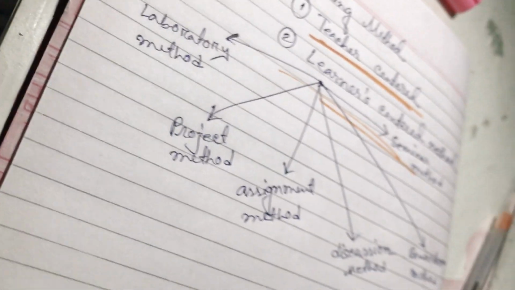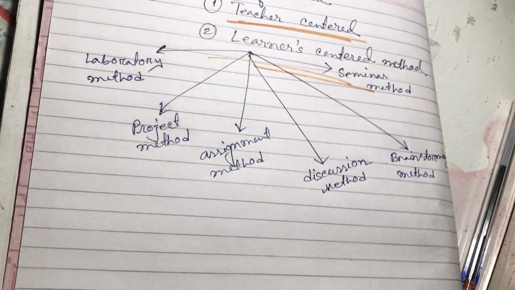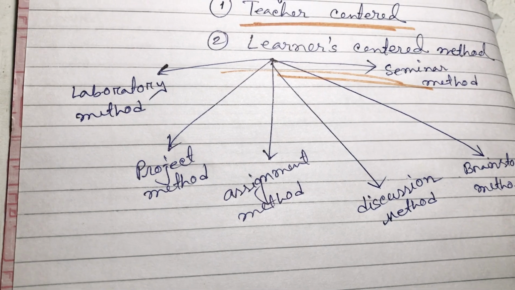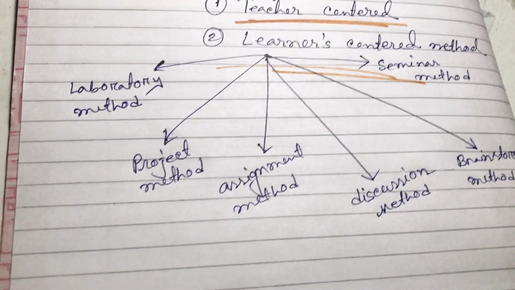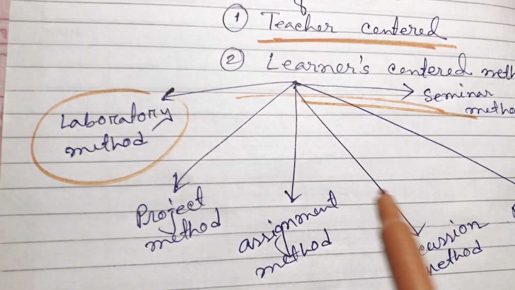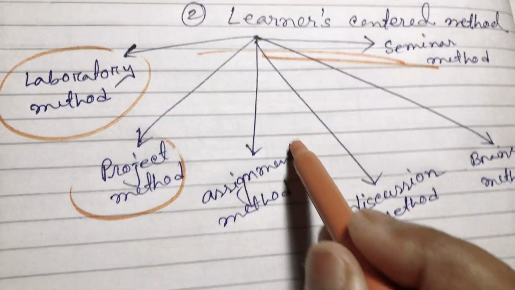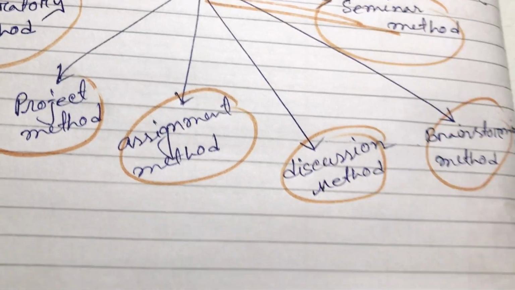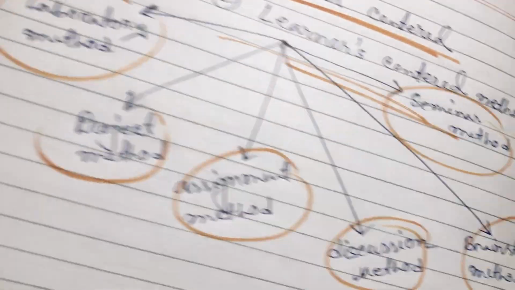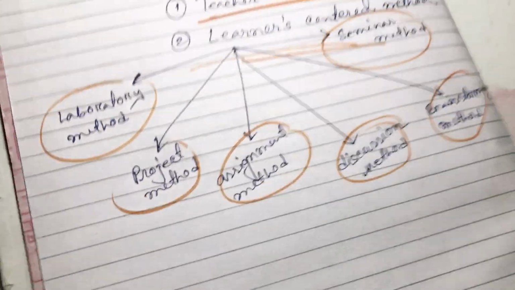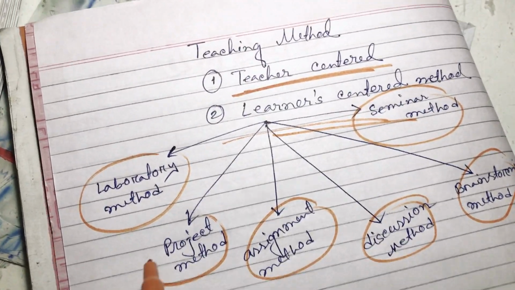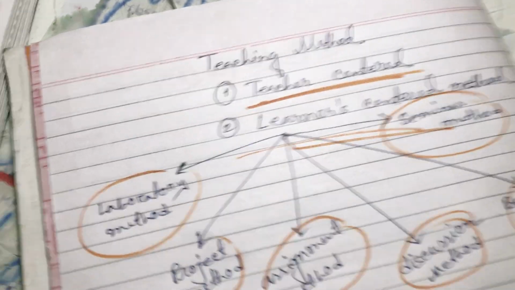We know that there are six types of learner centered method. They are laboratory method, project method, assignment method, discussion method, brainstorming method and seminar method. We will discuss them one by one, along with the merits and demerits of each method. First of all, we go through the laboratory method.